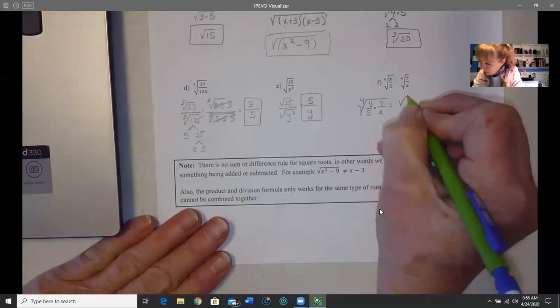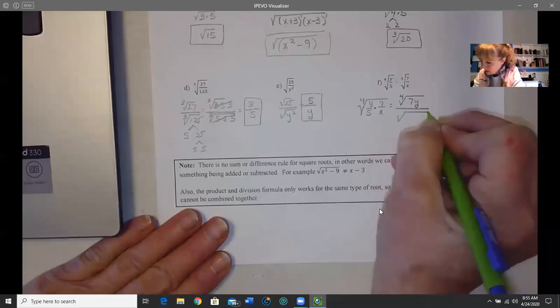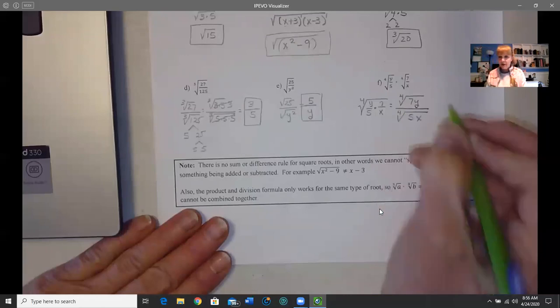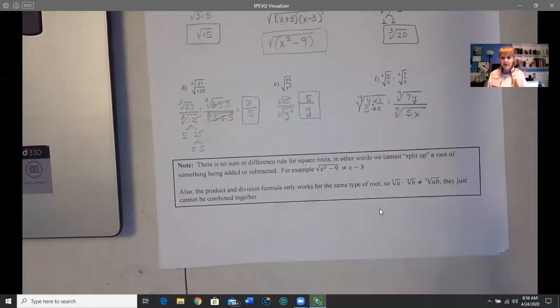So I'm going to end up with the 4th root of 7y. I'm kind of doing two things at once here, but I think you guys can. So I separate. You multiply across, and I separated them out, and you end up with the fourth root of 7y over the fourth root of 5x. Nothing will simplify. So for right now, we're going to leave it like that. Now we're going to be doing something later in this section, in section 3, where we'll talk about that. But that's as far as you could go.